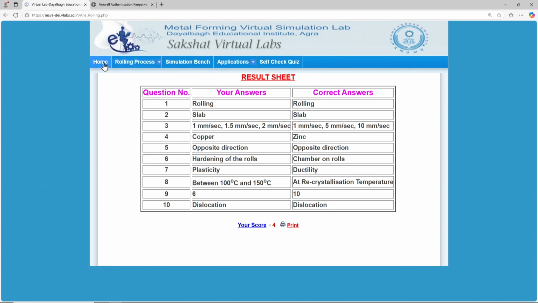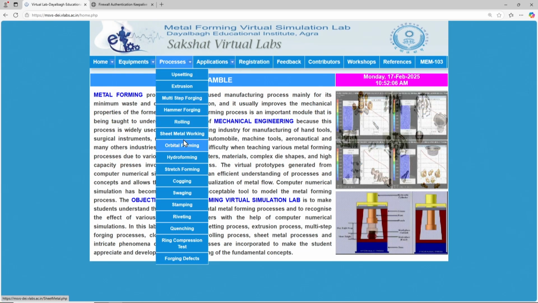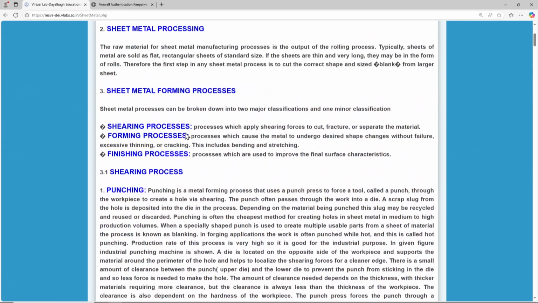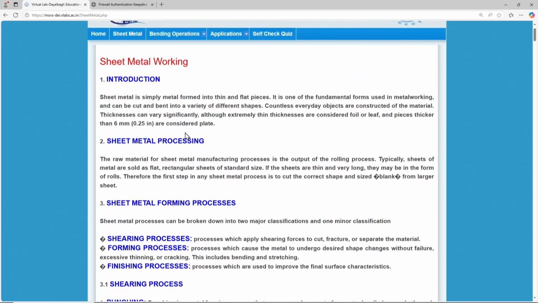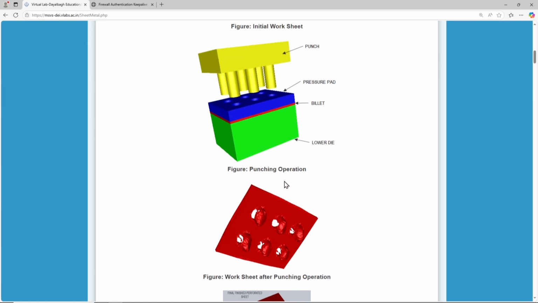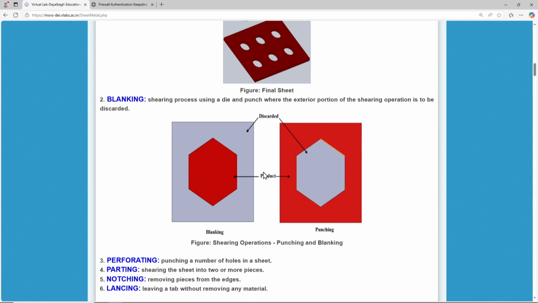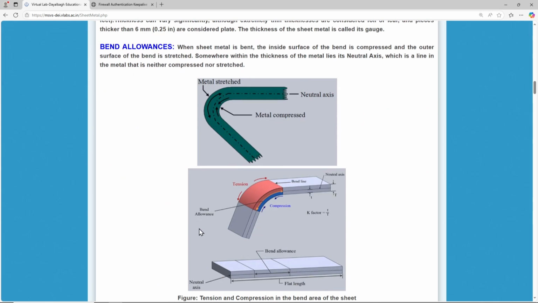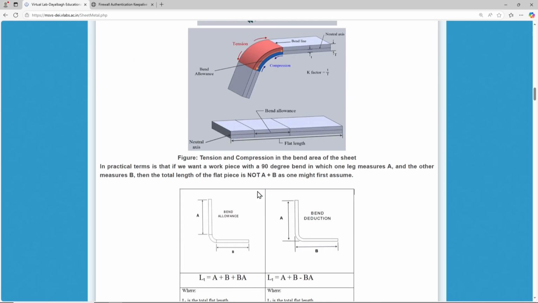Now I will come to one last process, that is sheet metal working. Sheet metal working, as we studied in the theory, is one in which shearing, forming, finishing, all these processes are taken. So this is, you can say, a punching operation. So the worksheet after the punch operation, then blanking is there, we take the blank out of a sheet, perforating, that is punching a number of holes in a sheet, parting the sheet into two or more pieces, notching, lancing, all these processes for the sheet metal are there. This is bending of the sheet as well. Sheet bending machines, bending setups are there, in which tension is at the bend area.